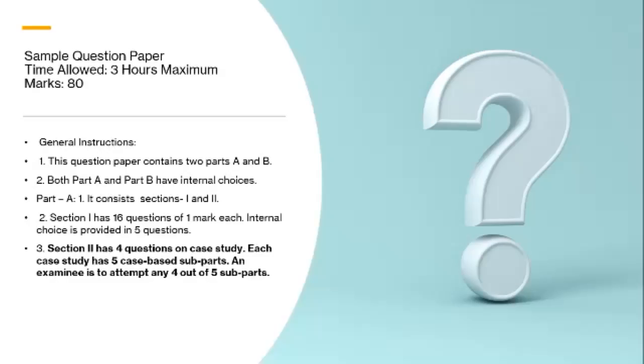First of all, the CBSE has given this format for us: the sample question paper is going to be of 3 hours and 80 marks. The question paper has 2 parts, A and B, with internal choices. Part A has 2 sections. The first section has 16 questions of 1 mark each, and internal choices are provided in 5 questions.